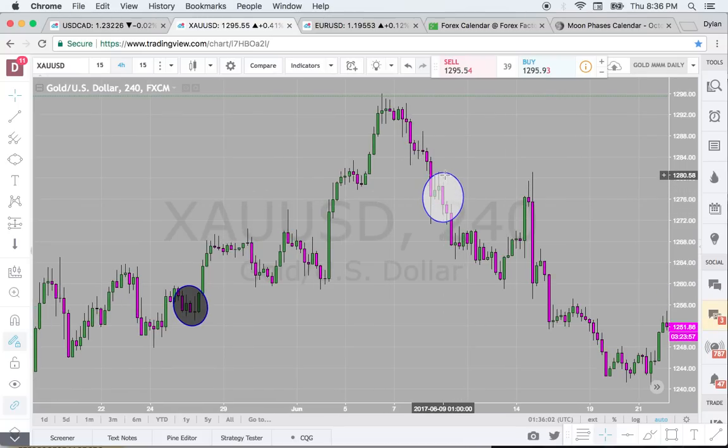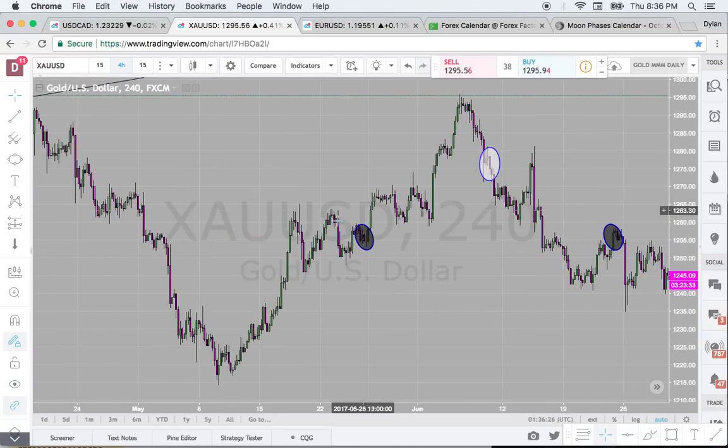Remember, all the full moon and the new moon cycles represent are emotional fluctuations of the market participants. So there's obviously going to be more fluctuation, more volatility in the market during these times.